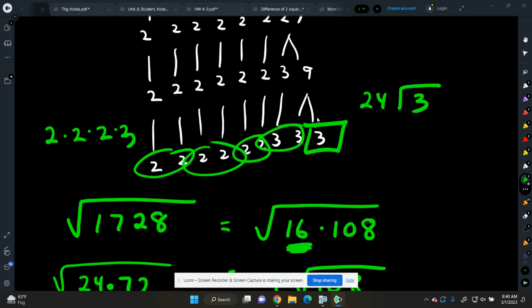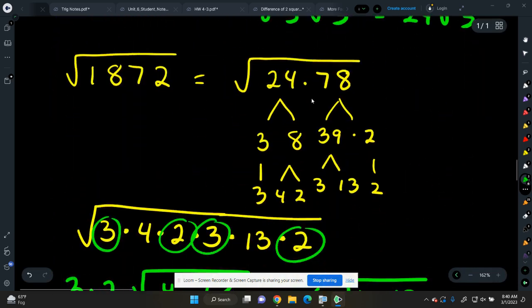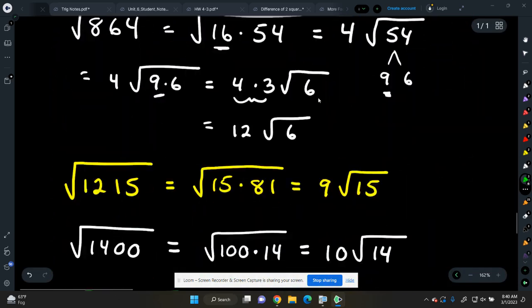So worst comes to worst, just factor it all the way down to the prime numbers. But that takes longer. So if we can stop somewhere in between, that makes it a little easier for us.